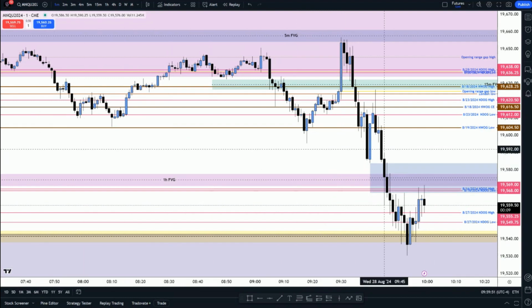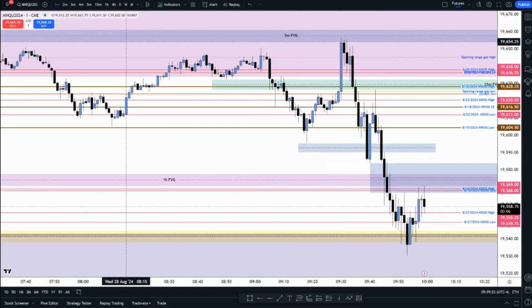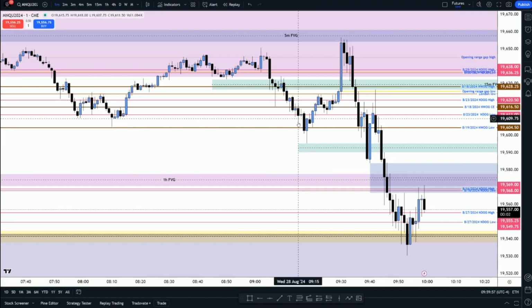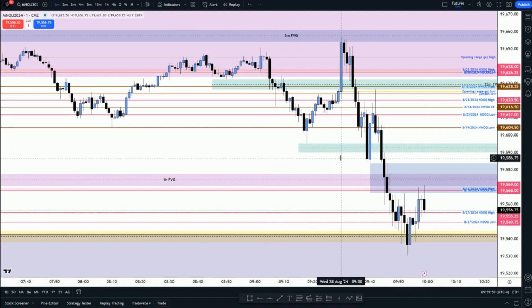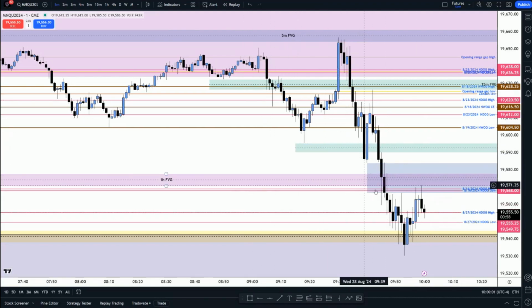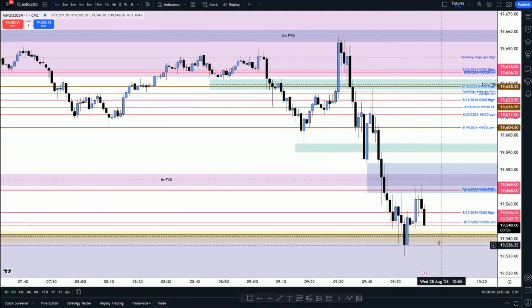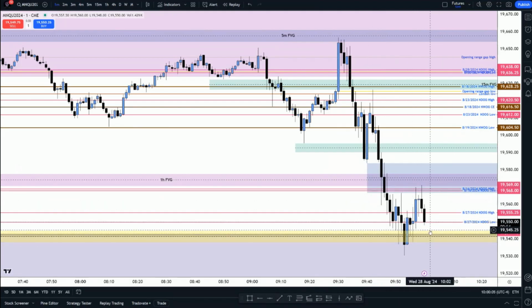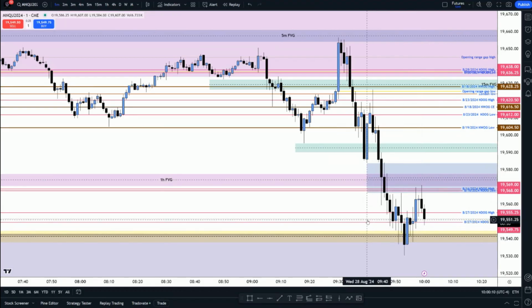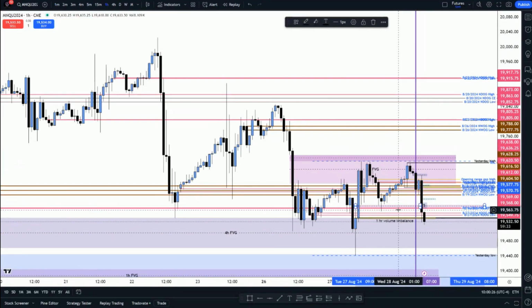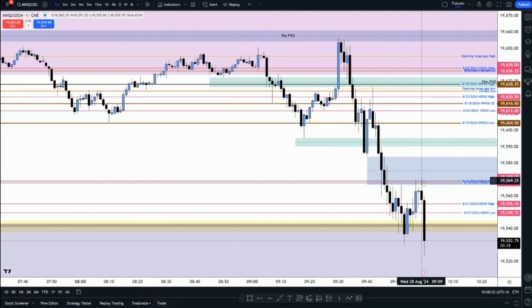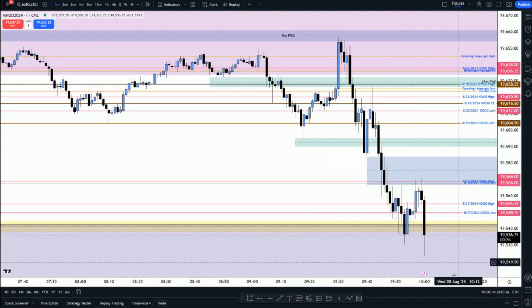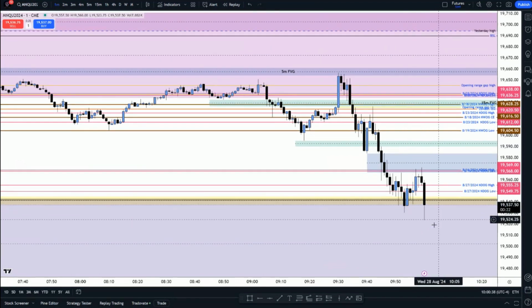So I'm going to mark it. Right here. This is a 15-minute gap. Now it's 10 o'clock. I would love to see some displacement up and through. I believe this is the last run down to take out some stops here. It gets stop hunting right here.